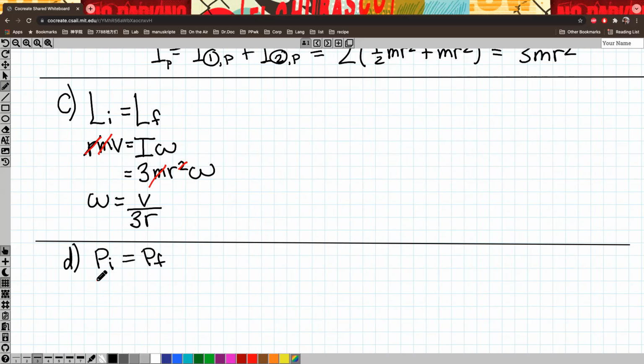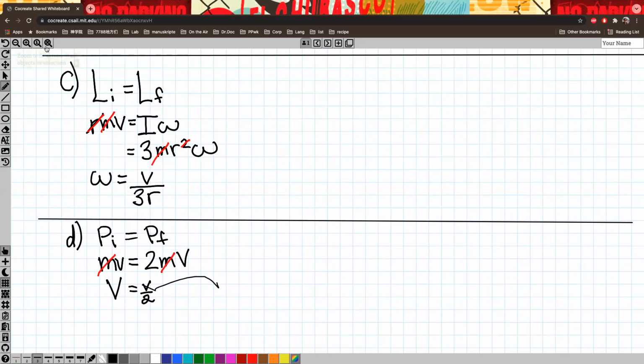And what's Pi? Initial, it's just mv. Okay, and Pf? In this case it would be 2m capital V because both masses are in effect now. Exactly. And then it asks you for V, right? So capital V is equal to v over 2. So half of the initial speed. Exactly.